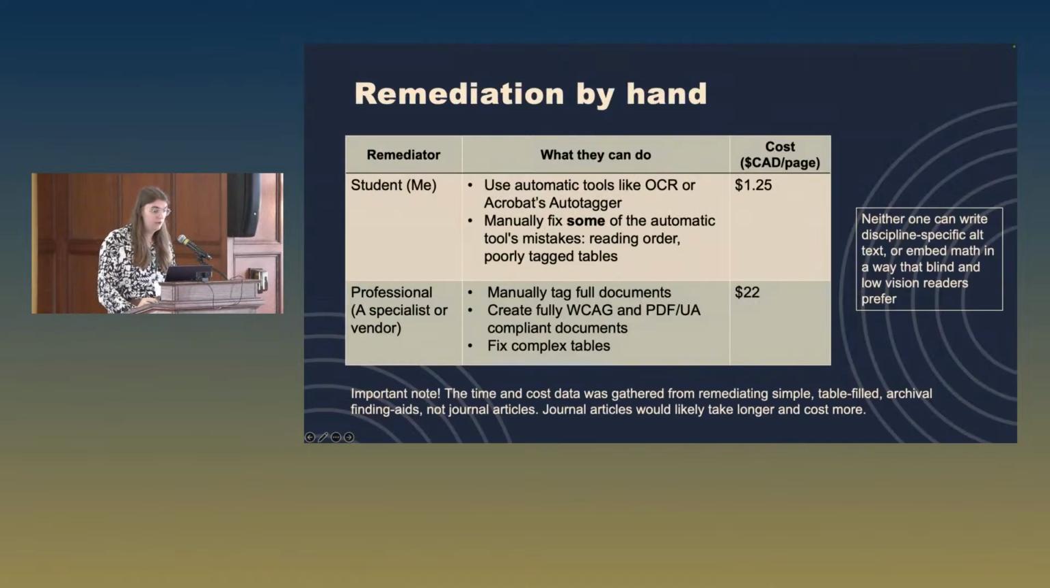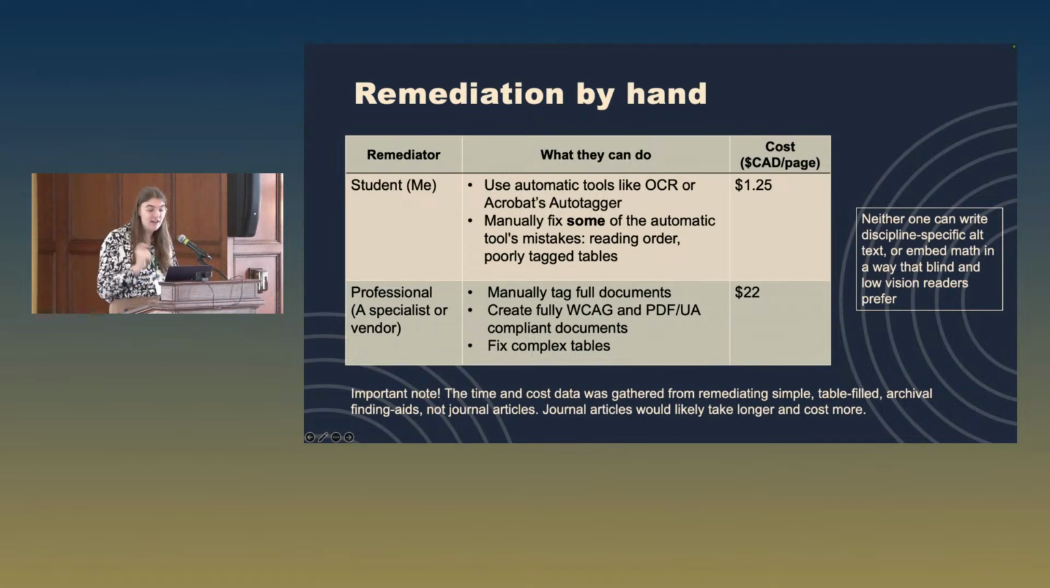Okay, so you can work through some of your backlog by hand with student work. Particularly if you make a short list of priority documents, your 50 highest used ones perhaps, at least it's a start. So really quick, I, as a student, using Acrobat Pro's automatic tools and some hand fixing, could remediate PDF for about $1.25 per page, which is like $1 per page in American dollars.